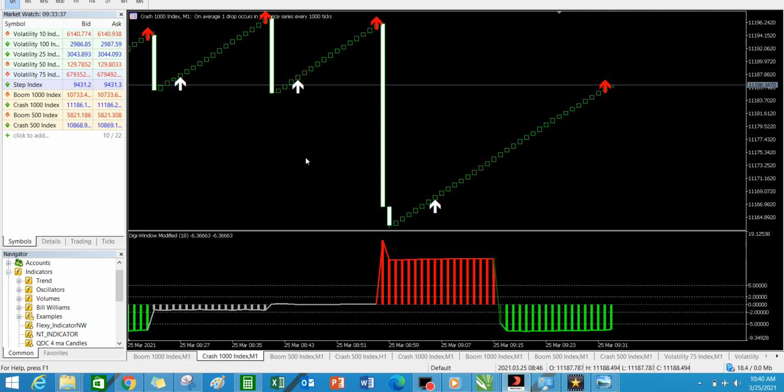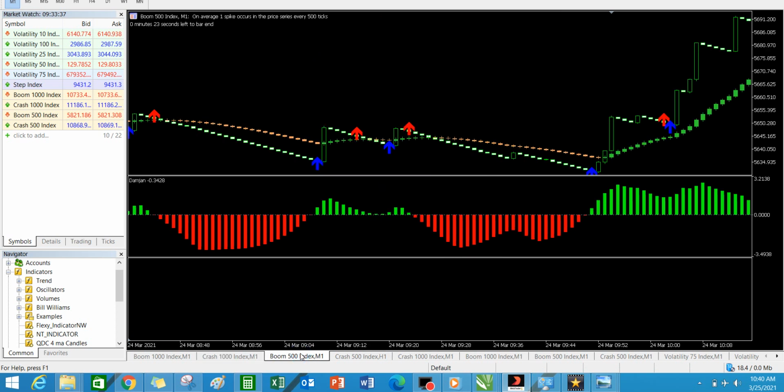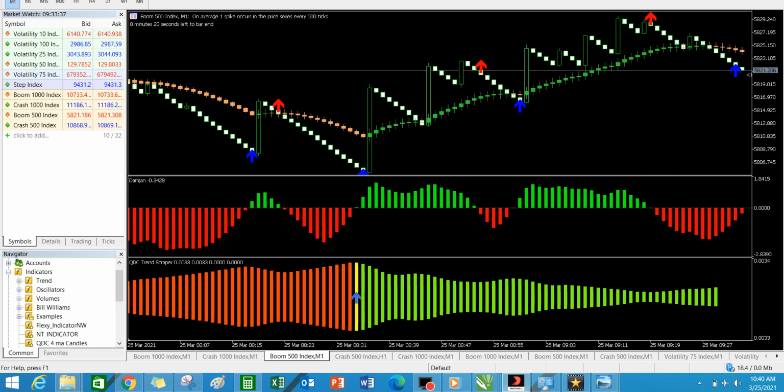So make sure you do your analysis very well before you trade this particular asset, and follow the rules guiding whatever indicator you are using. I have just used the crusher indicator to do my analysis here. This is Boom 500, and I'm using my QDC scraper indicator.